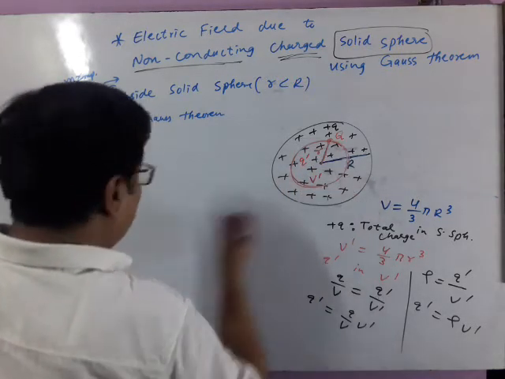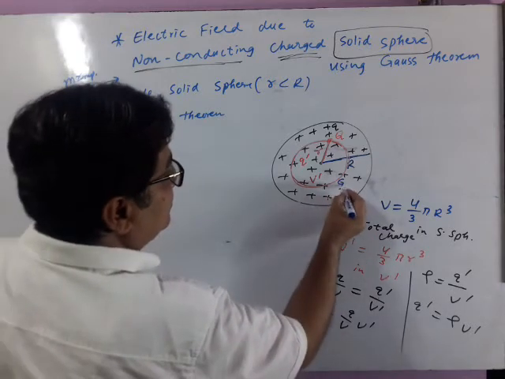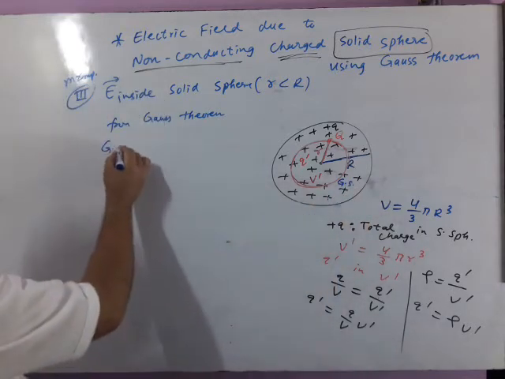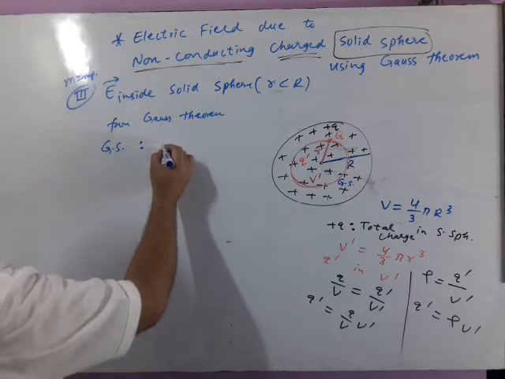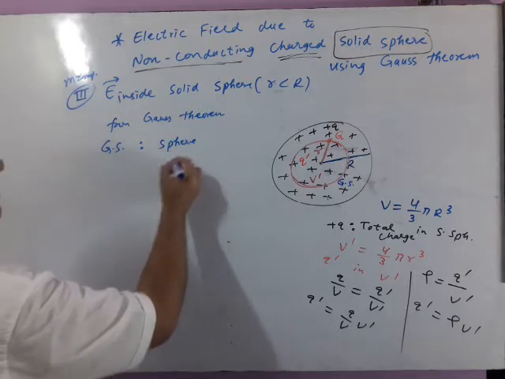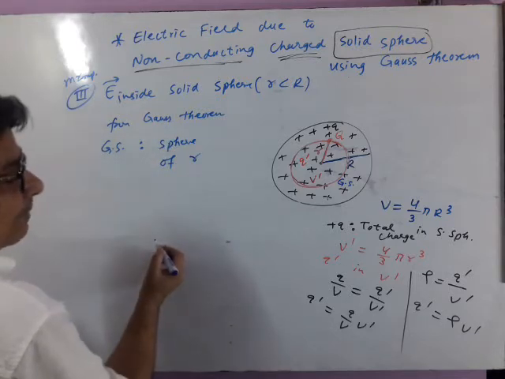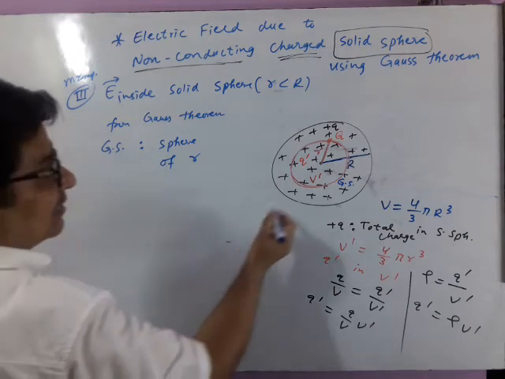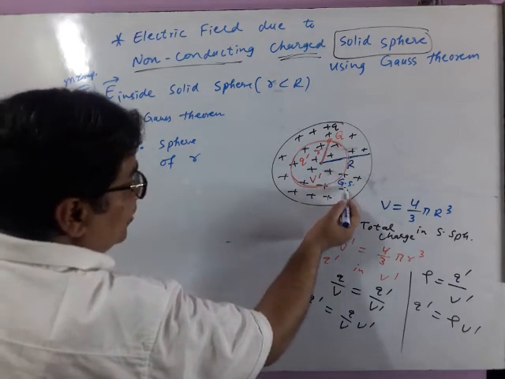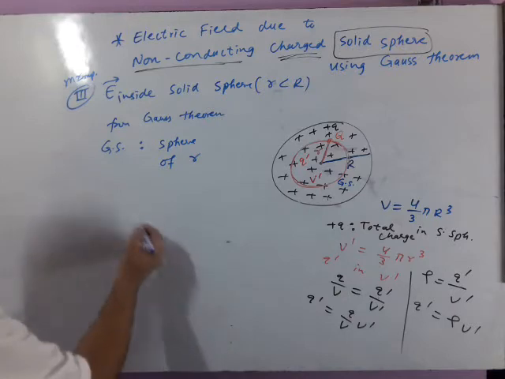So this will be the Gaussian surface. You will have to write that the Gaussian surface is a sphere of radius small r. This is very, very important to consider for the Gaussian surface.